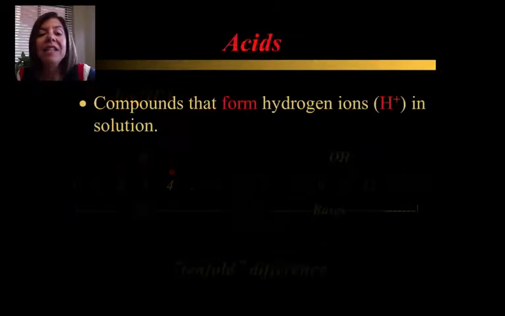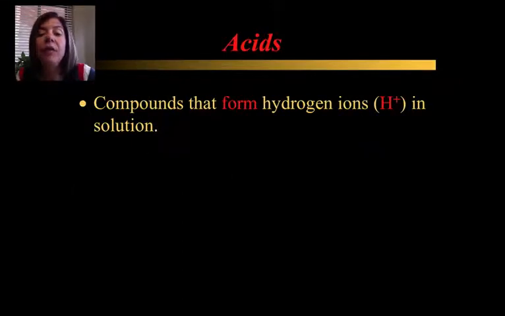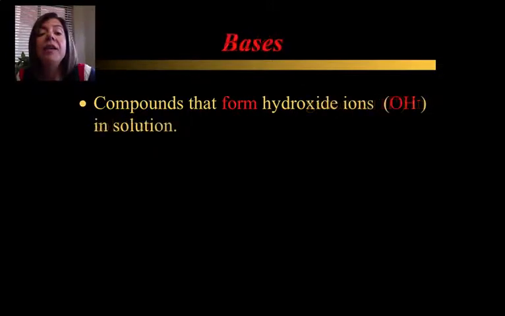So acids are compounds formed when there's a hydrogen ion in solution. That means that there's more hydrogen ions than hydroxide ions. And bases are formed when hydroxide ions are in solution. So you have more hydroxide ions than hydrogen ions in the solution.